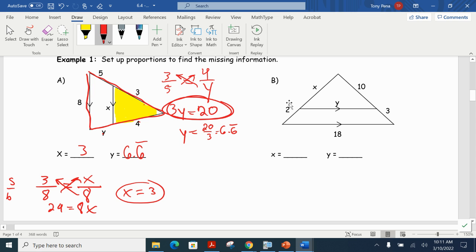Okay, letter B. Give you a minute. Solve both of those. Find x, find y, as we've now done a number of these, and see where we're at. And I want to find people who set them up a little differently, just so we can see that.